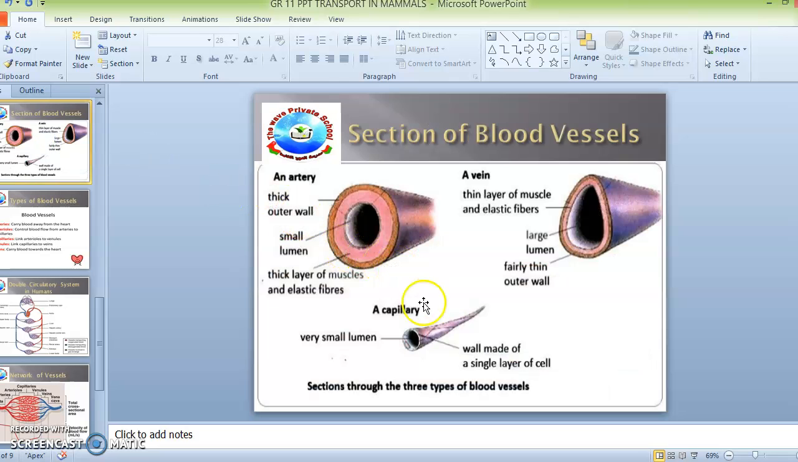So just move on to the third blood vessel called capillaries. Here you can see the small blood vessel. It is looking like a thin tube. It has a very small lumen and a wall made of a single layer of cells. When compared to the artery and the vein, you can see a small lumen in the artery, and in the vein you can see a large lumen. This is the difference you can identify.